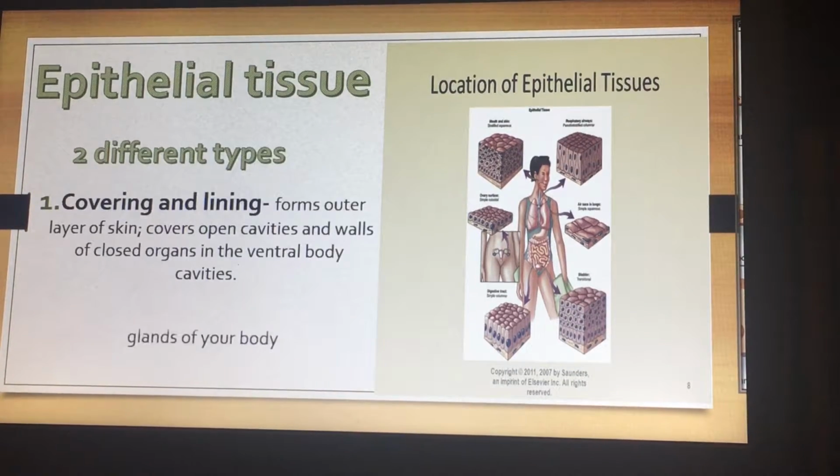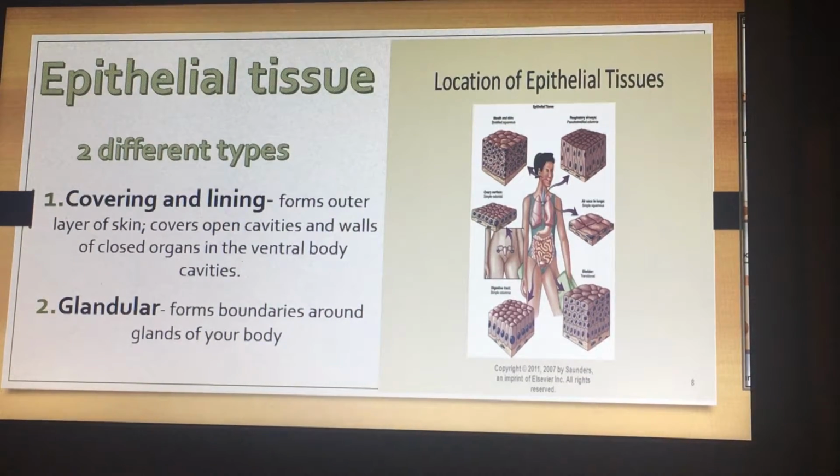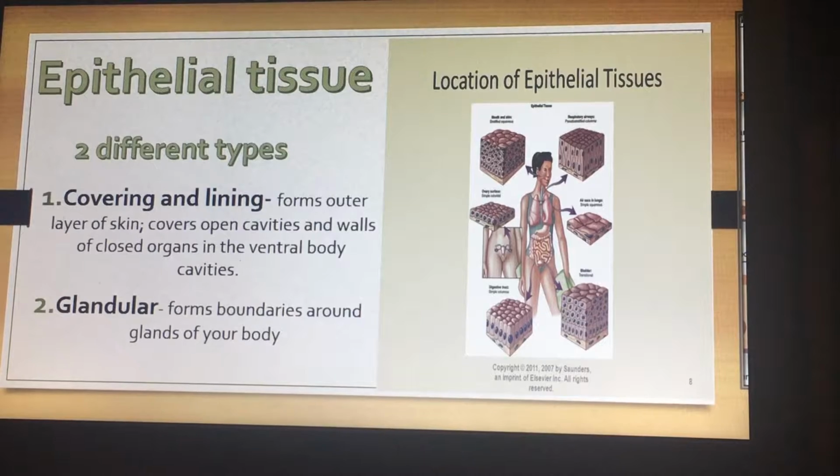Epithelial has 2 different types: covering and lining, and glandular. Covering and lining forms an outer layer of your skin, while glandular forms the boundaries around the glands of your body.